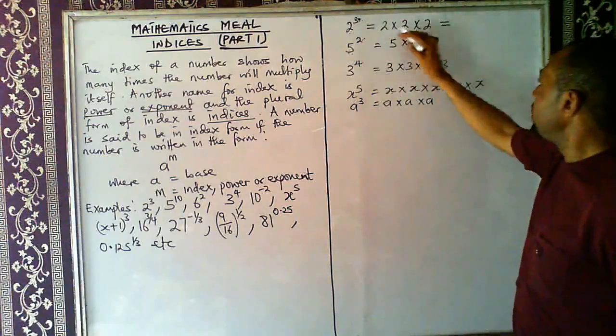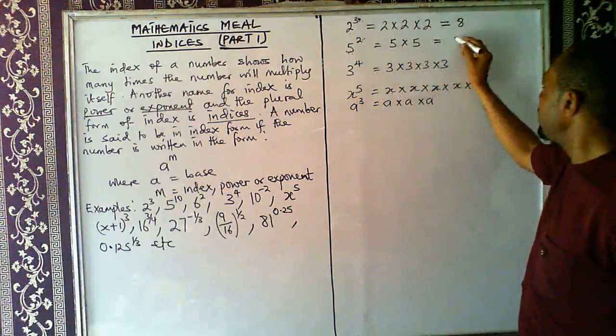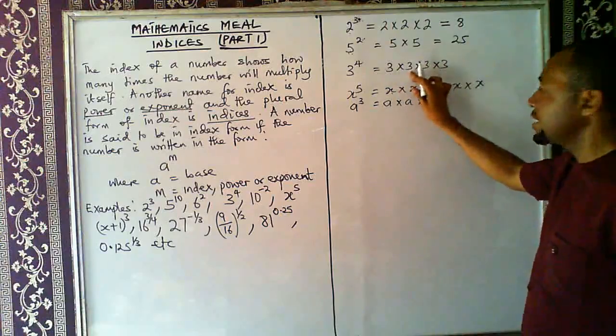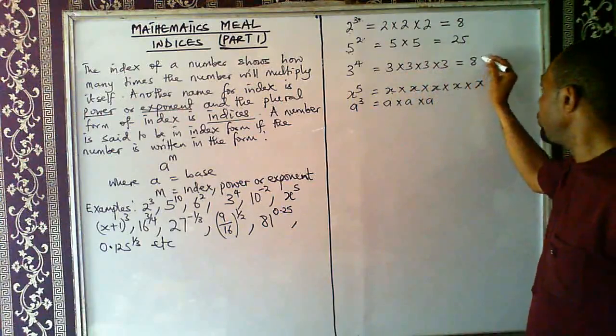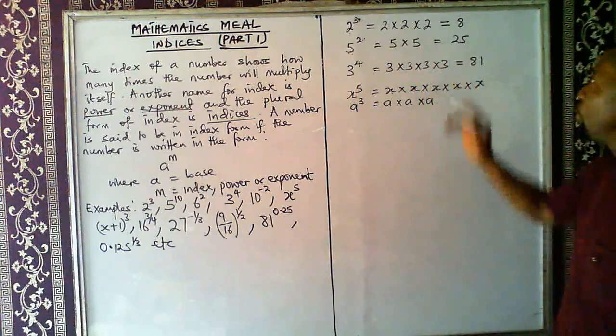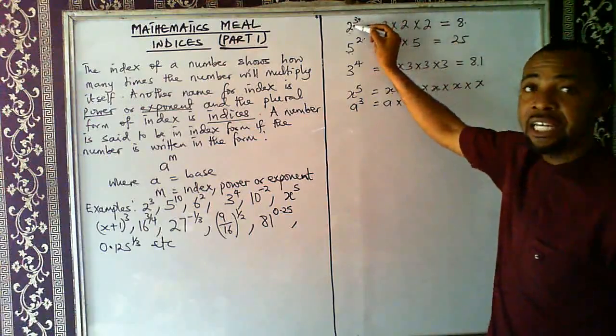If we decide to multiply this, 2 times 2 times 2 will give us 8. 5 times 5 will give us 25. 3 times 3 is 9. 9 times 3, 27. 27 times 3 will give us what? 81. So these numbers are in ordinary form. But if you write them like this, they are in index form.